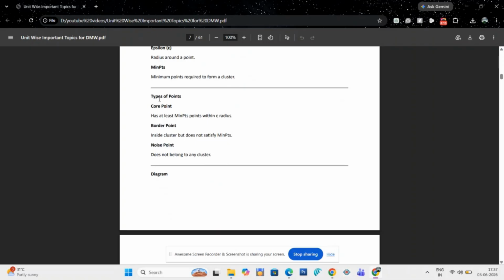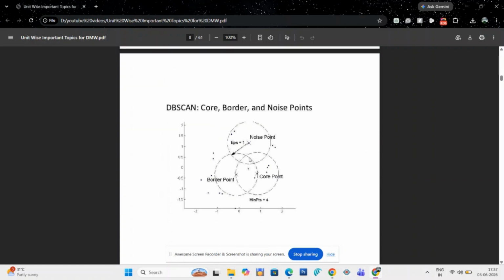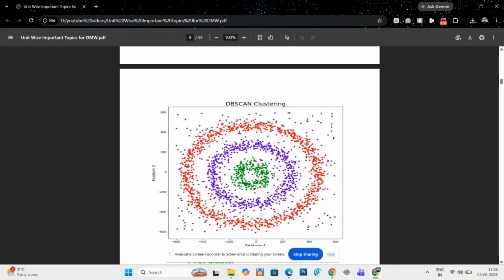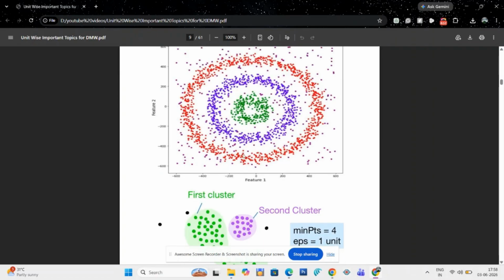Types of points: core point, border point, noise point. A core point has at least the minimum points within the epsilon radius, a border point is inside a cluster but does not satisfy the minimum points, and a noise point does not belong to any cluster. The diagram of this is here, in which this is the radius epsilon, this is the center point and these are the data points. According to that, these are border points and these are core points. The DBSCAN clustering using a scatter plot looks like this.